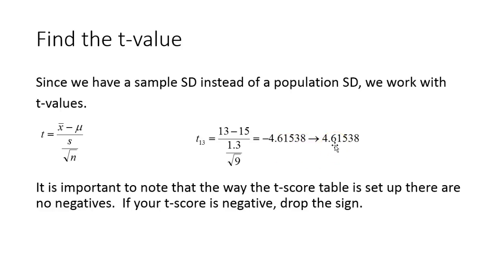As we'll see in a moment, you may remember that the t-score only gave us positive numbers when we went to the chart. But anytime you get a negative number out of the t-score here, and we're doing a hypothesis test, go ahead and make it positive. Okay, and we're going to use that value. So we're going to use positive 4.61538. Okay, so just drop the sign.